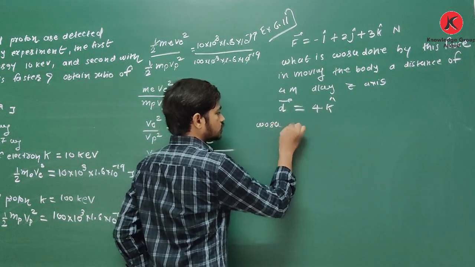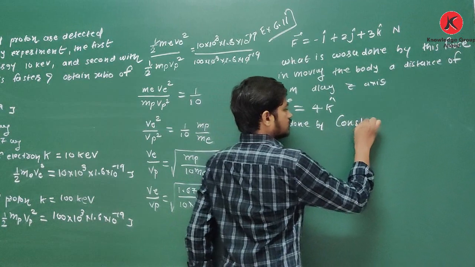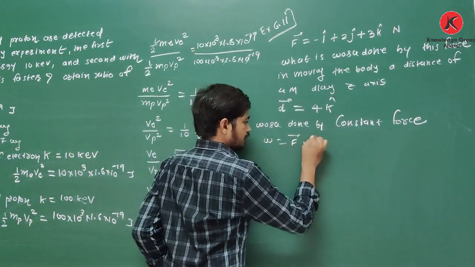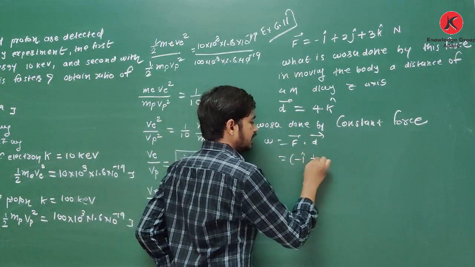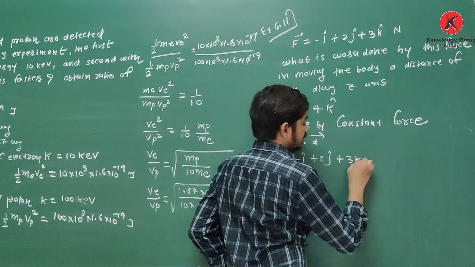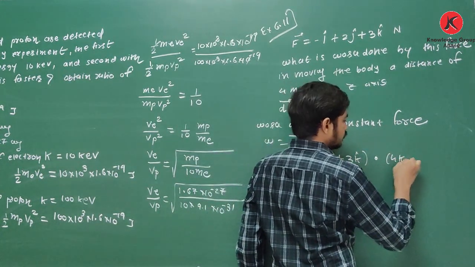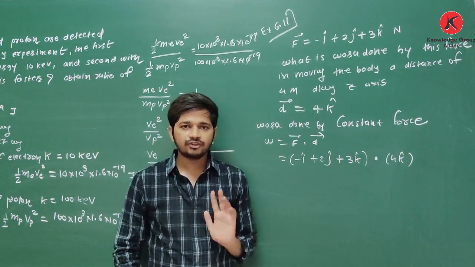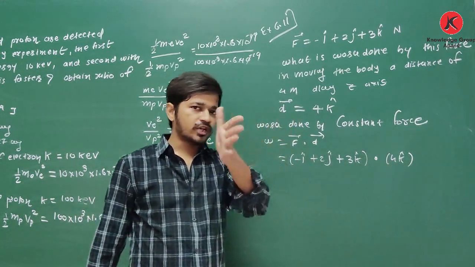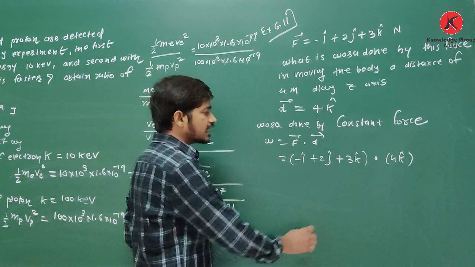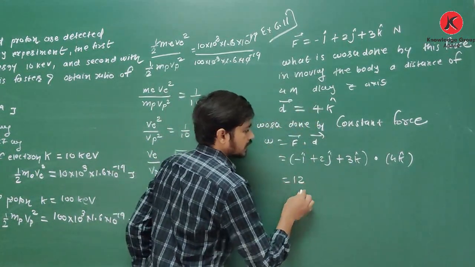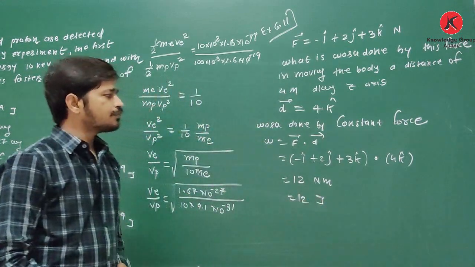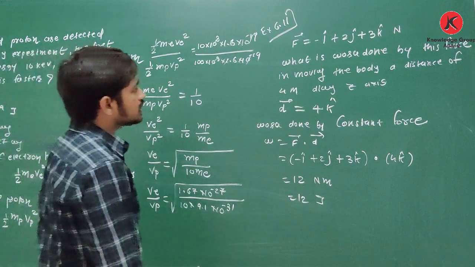Now what is the work done by a constant force? W is equal to F dot D, which is minus i caret plus 2j caret plus 3k caret dot D. Here D is only 4k caret. Dot product is the product of X components plus the product of Y components plus the product of Z components. There is no X component and no Y component here, but for Z, it is 3k and 4k. So 3 into 4 is 12, and k dot k is 1. So it is 12 newton meter, or 12 joule. It is one simple question in which you have to find the work done by a constant force.